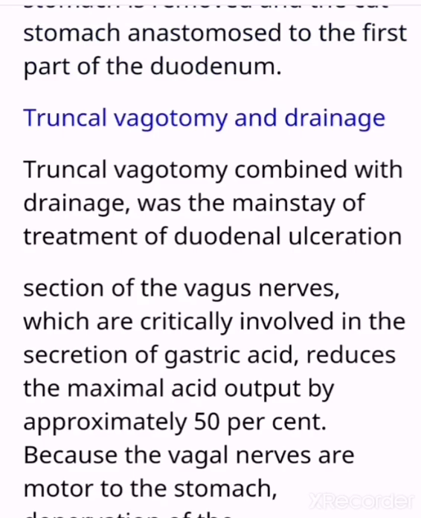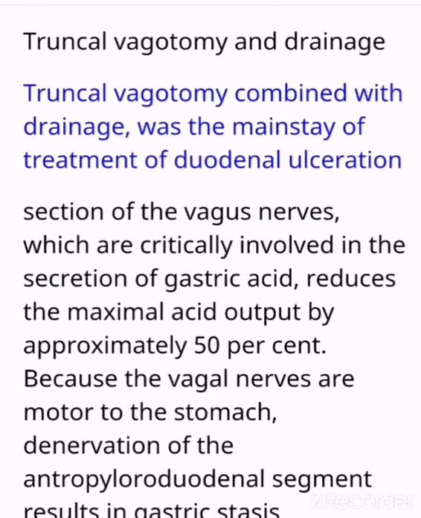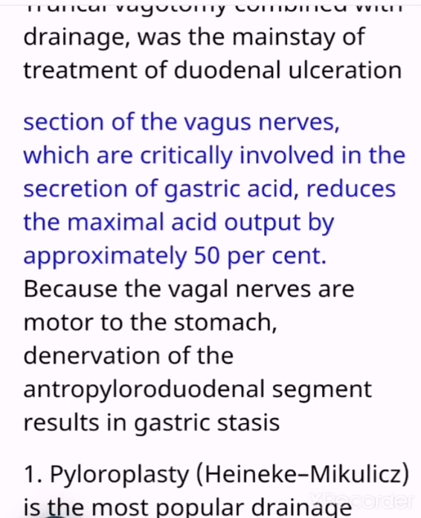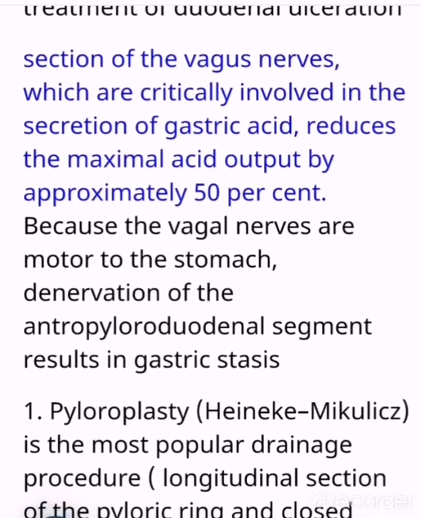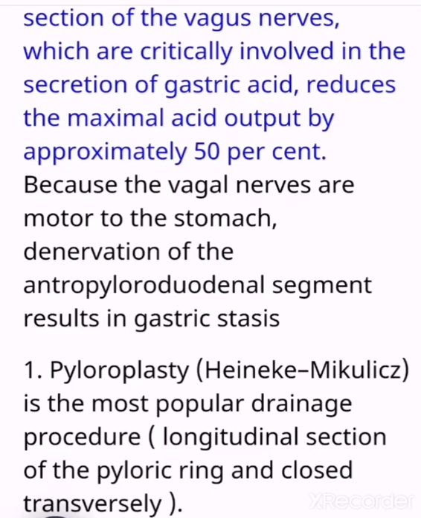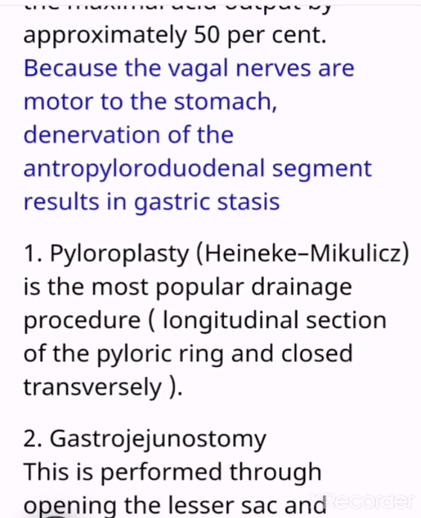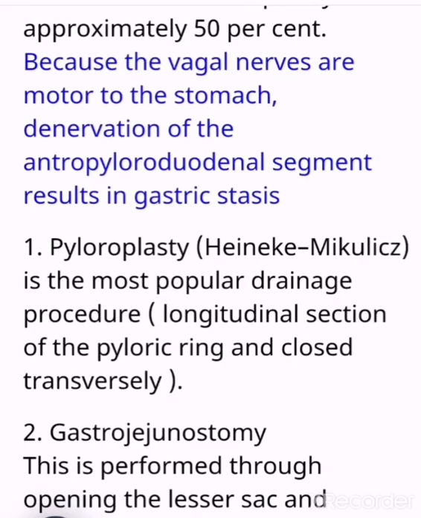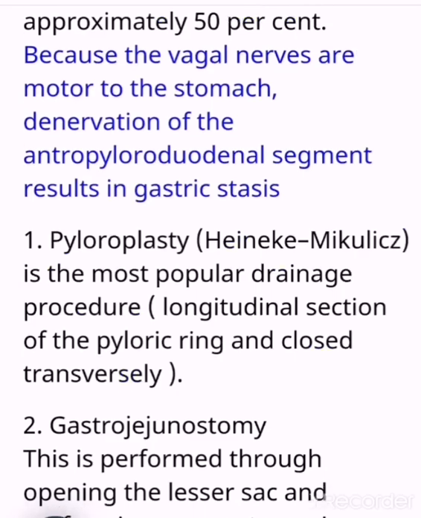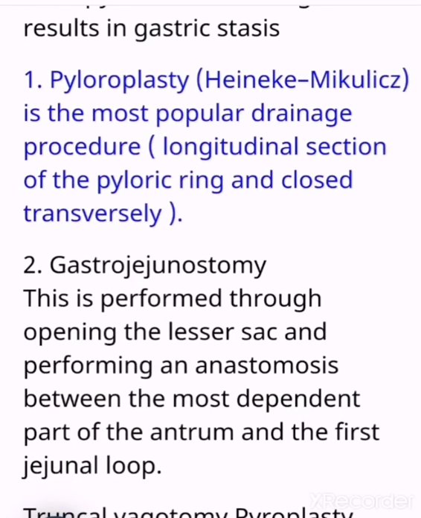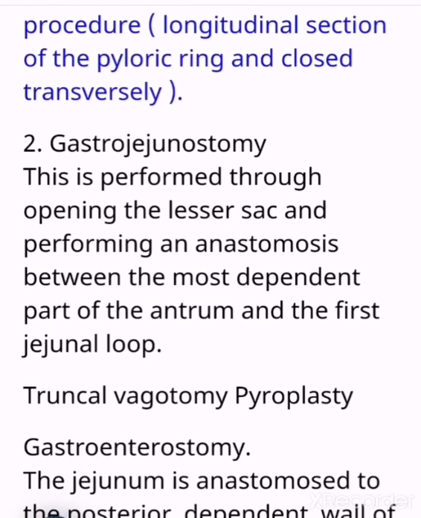Truncal vagotomy and drainage. Truncal vagotomy combined with drainage was the mainstay of treatment of duodenal ulceration. Section of the vagus nerves, which are critically involved in the secretion of gastric acid, reduces the maximal acid output by approximately 50%. Because the vagal nerves are motor to the stomach, denervation of the antropyloroduodenal segment results in gastric stasis.